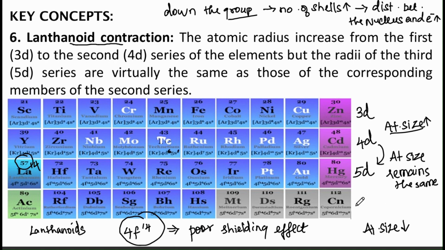So both these effects compensate each other, and there is no increase in atomic radius, and also no decrease in atomic radius, and the atomic radius remains the same for the 4d element and the 5d element. So this effect is called lanthanoid contraction, in which the 5d series has a fully filled 4f orbital. So there is a poor shielding effect and the atomic size is the same.